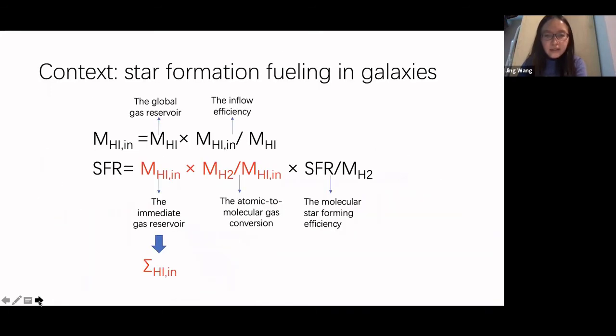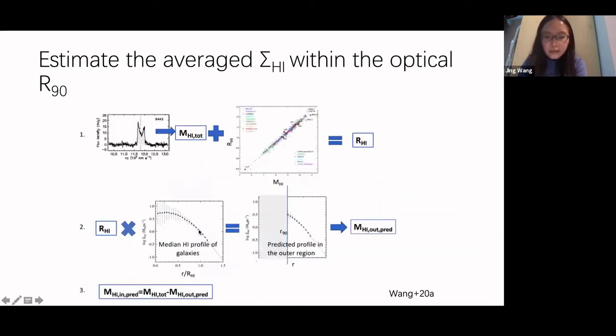And here's another way to express it. If we directly plot the median profile scatter in the outer region, it looks like this. In the inner region, it looks like this.